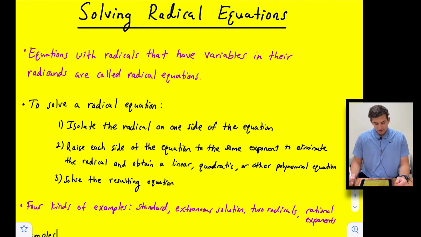So how do we solve these radical equations? Number one, we want to isolate the radical on one side of the equation. So once we get just the square root of x, or whatever we're working with, on one side, no addition or subtraction or multiplication happening, then we're going to raise each side of the equation to the same exponent to eliminate the radical, and then we're going to obtain a linear or a quadratic or some other polynomial equation. And so then from there we can just solve that equation, whether it be a linear equation where we just have a simple or a multi-step equation, or if we have a quadratic equation we have to factor it and find the zeros. That's what we need to do.